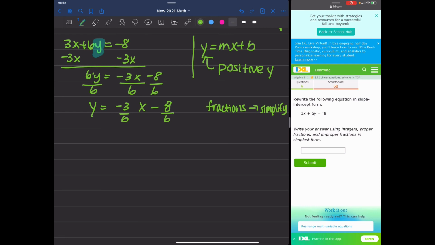So the first fraction, let's use a different color. I'm going to simplify the first fraction, or reduce the top and the bottom by 3. So I have y equals negative 1/3 times x. And then for the second fraction, I'm going to divide by 2, because 2 goes into 6 and 8. So I'm going to have a negative again, and I'm going to have 4 over 3. And that's my solution.